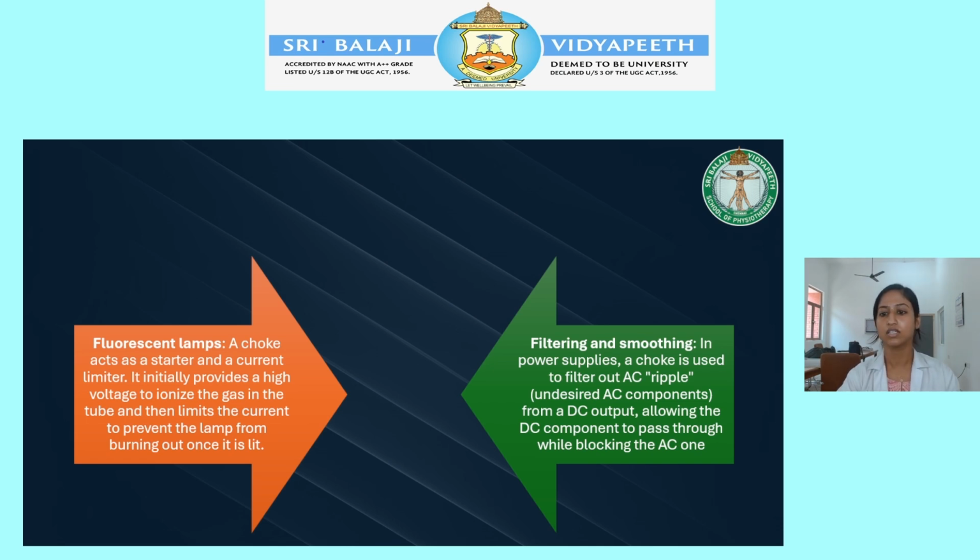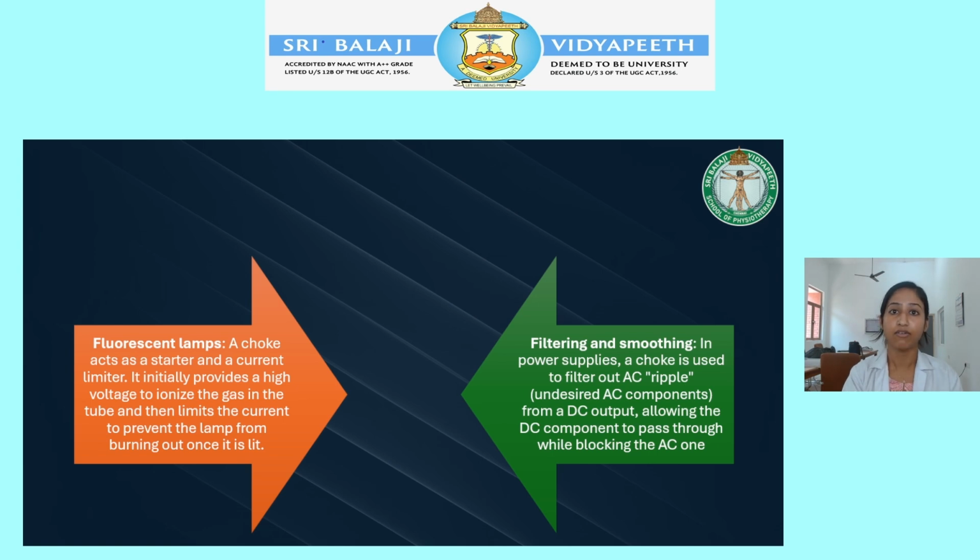In filtering and smoothing, from the DC output there will be alternating current fluctuation. The choke coil filters this unnecessary noise and ripple from the direct current output, and allows the direct current to pass easily throughout the circuit.